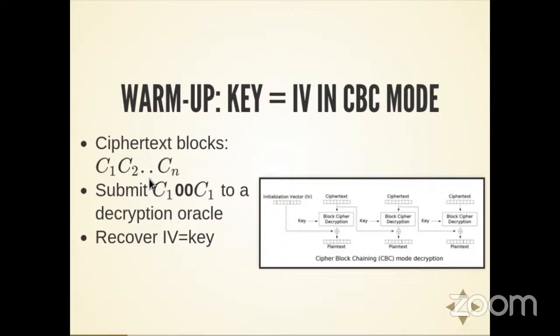Oftentimes people will assume that requirements are stronger than they are. For example, when it comes to the IV, I said it should be random. People think maybe it also needs to remain secret. And since both the encryptor and decryptor need to know the IV, but they both have to know the key anyway, there was a thought that we'll make the key and the IV the same. But it turns out that if you can get a decryption of a special ciphertext, you can actually recover the IV, which in this case happens to be the key.